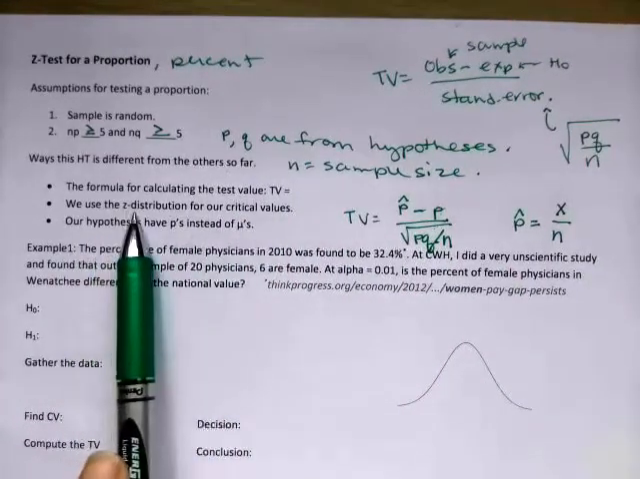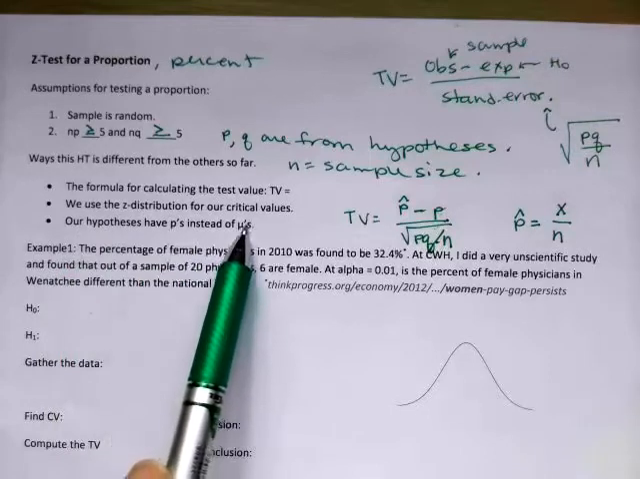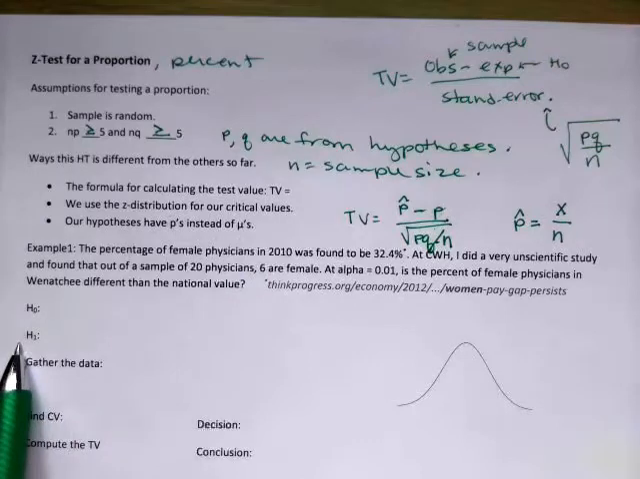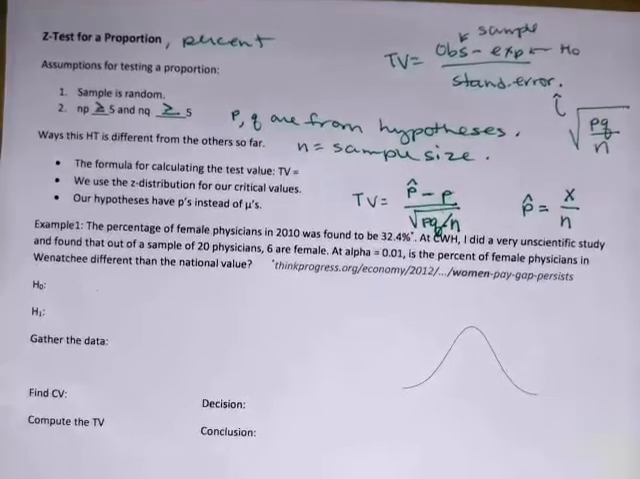Otherwise different, we'll use the z distribution, like with means when you know sigma. And our hypotheses have p's and not mu's. Okay, so I'm really going to be on the lookout for that. If you're doing a hypothesis test on proportions, I'm going to expect to see p's here, and I'm not going to be really happy if I see mu's. Okay, so here we go.